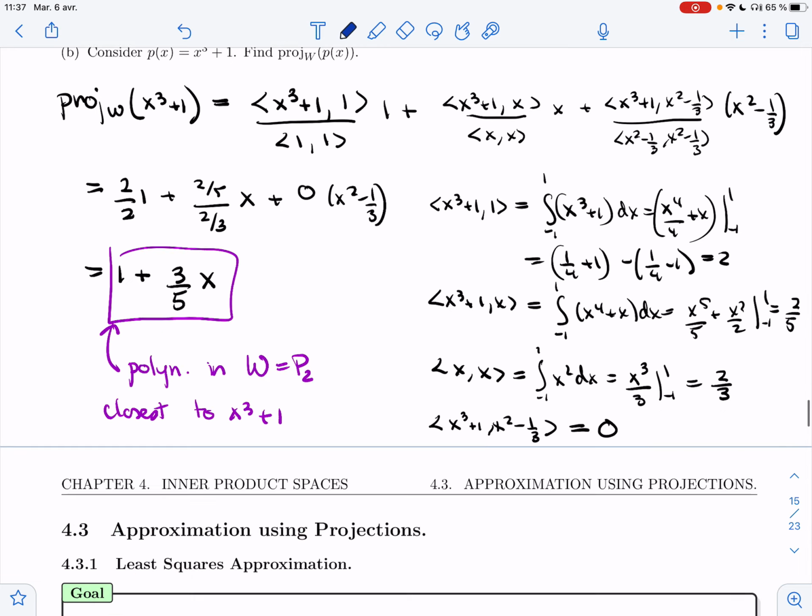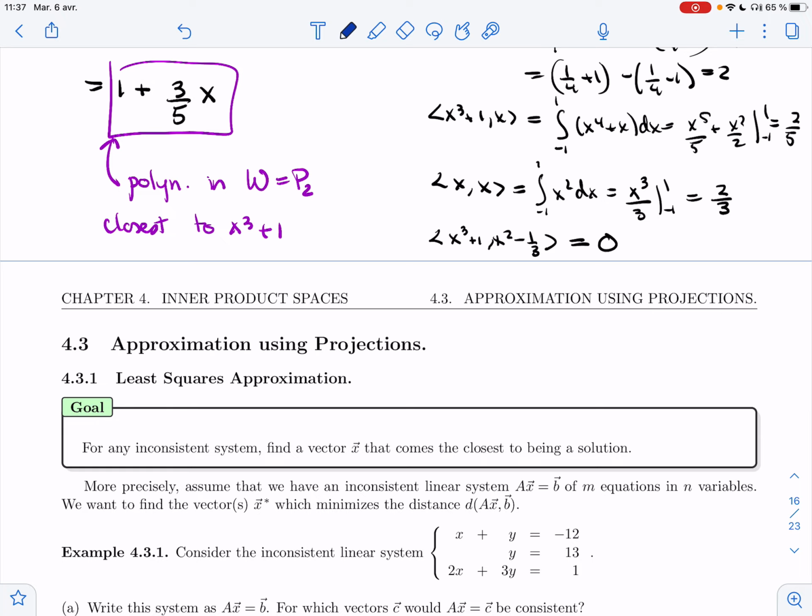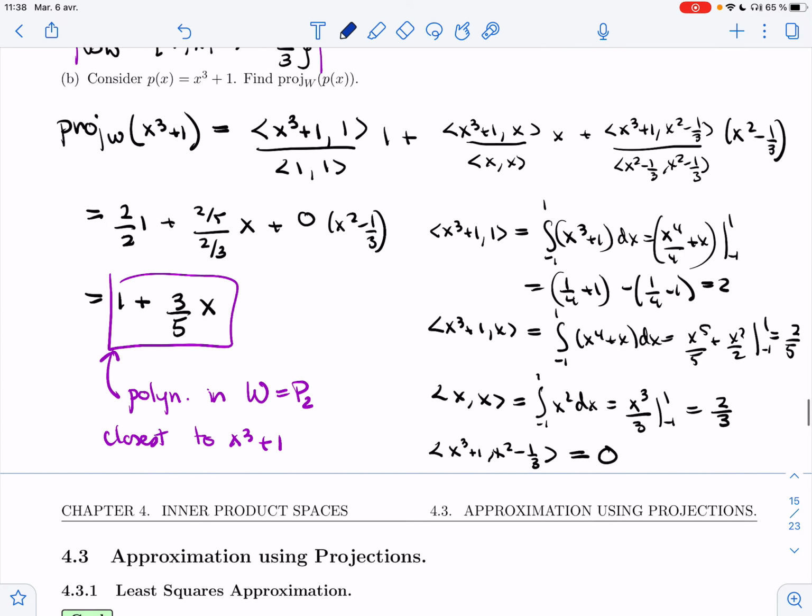All right, in the next section, we'll be looking at approximation using projections. So how can we use this on everyday problems? How can we use this to solve things that are a bit more concrete than just randomly projecting things down?